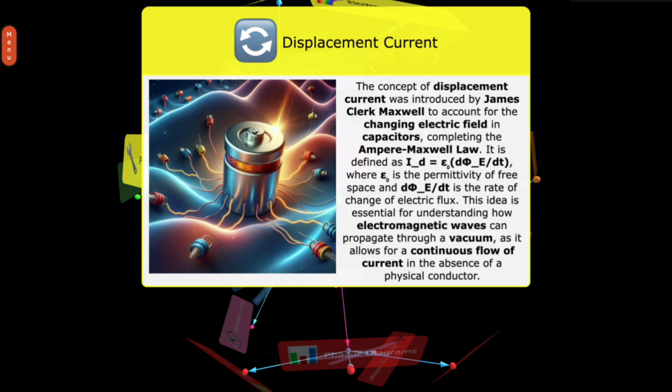The concept of displacement current was introduced by James Clerk Maxwell to account for the changing electric field in capacitors, completing the Ampere-Maxwell law. It is defined as I_d equals epsilon d phi_e/dt, where epsilon is the permittivity of free space and d phi_e/dt is the rate of change of electric flux. This idea is essential for understanding how electromagnetic waves can propagate through a vacuum, as it allows for a continuous flow of current in the absence of a physical conductor.